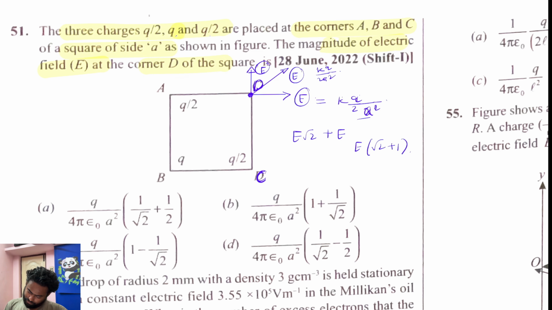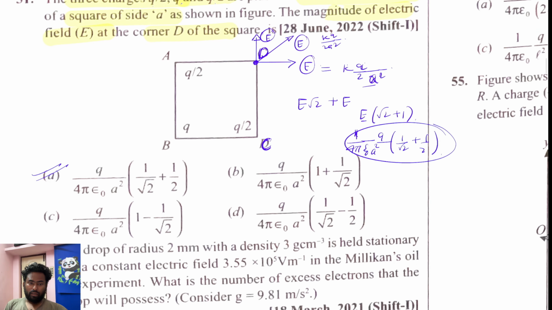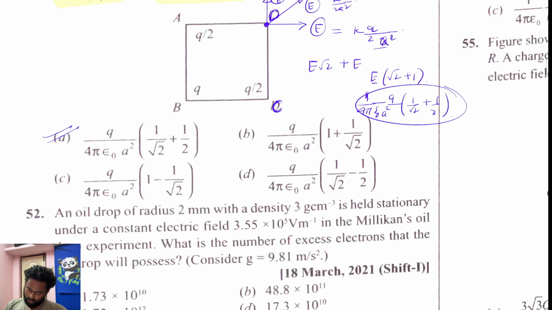Now the E value is 1 upon 4 pi epsilon naught, Q by 2A squared. So when you take 2 out here, it becomes 1 by root 2 plus 1 by 2. Option number A. Okay, vector directions of electric field, simple.